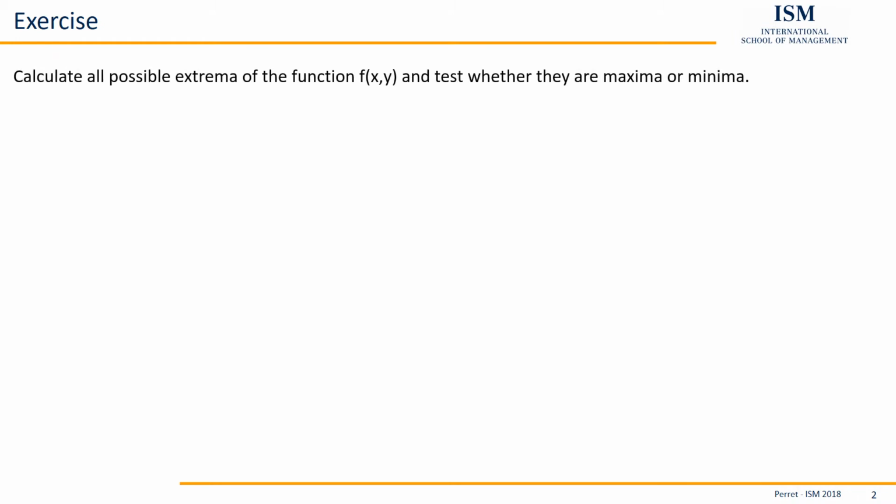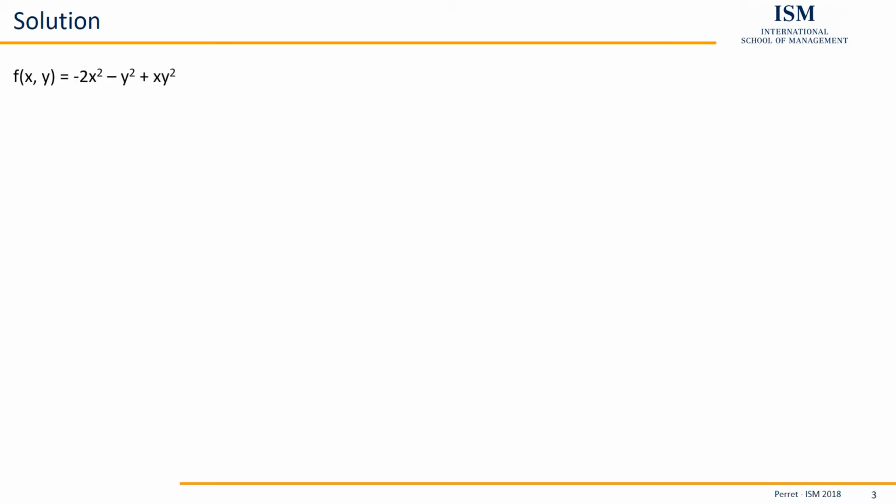Here we have: calculate all possible extrema of the function f of x and y and test whether they are maxima or minima. And that's our function. So we just copy this function. And the first part, we only need the first derivatives. So here we can make it relatively easy because we only have more or less polynomials here.